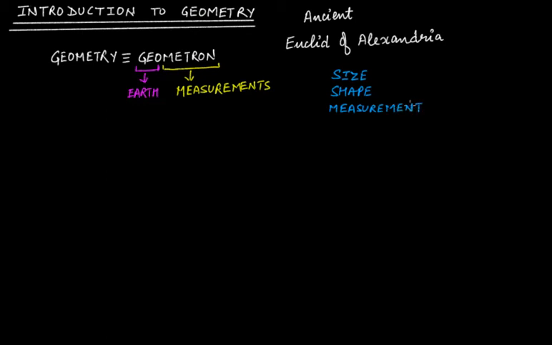And when you go to a further advanced level of geometry, it covers properties of space, and some other things that are covered in geometry, properties of space, and etc. So these size, shape and measurement are the very basics of geometry.